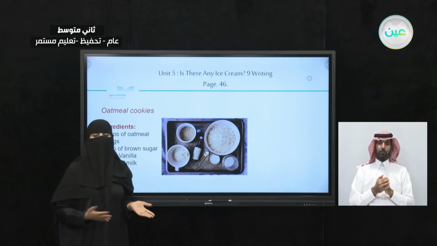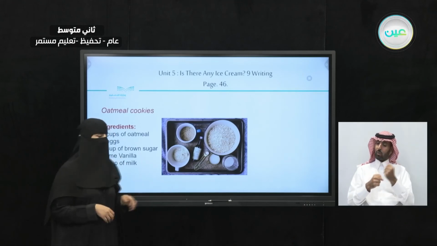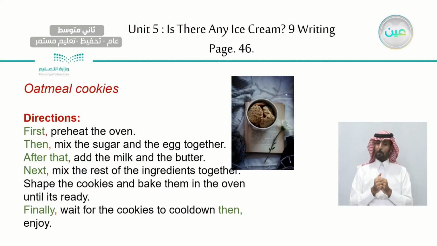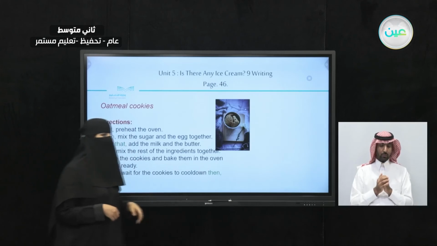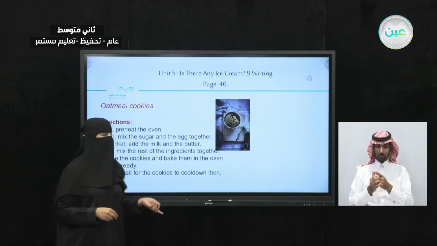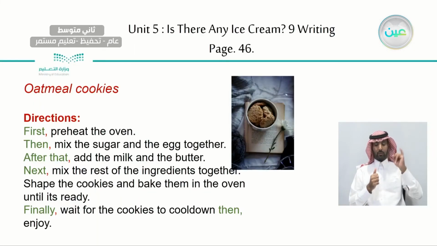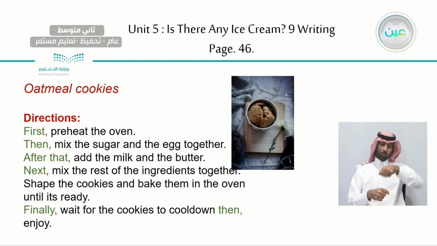What are we going to do? We want the steps to help us make these cookies. Let's take a look here. This is the final product here. You can see the cookies here in the bowl, right? So, what are the directions of this recipe? We started with first. First, what are you going to do? You're going to preheat the oven. When you're making cookies, this is the first step.